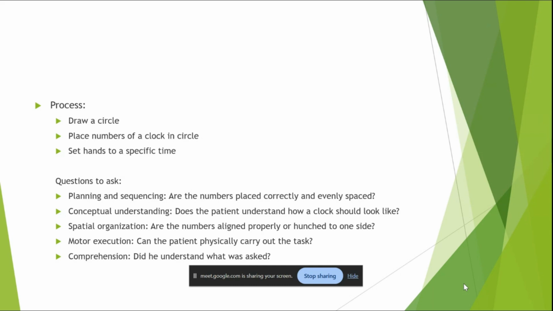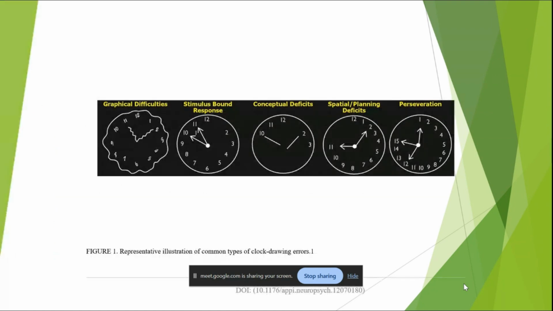Then also motor execution. Can the patient physically carry out the task? Is he able to draw a smooth circle, or does it look more like a rugged circle? Then the next one is comprehension. The instruction that was given, was the patient able to understand what the instruction was and able to carry out the task?